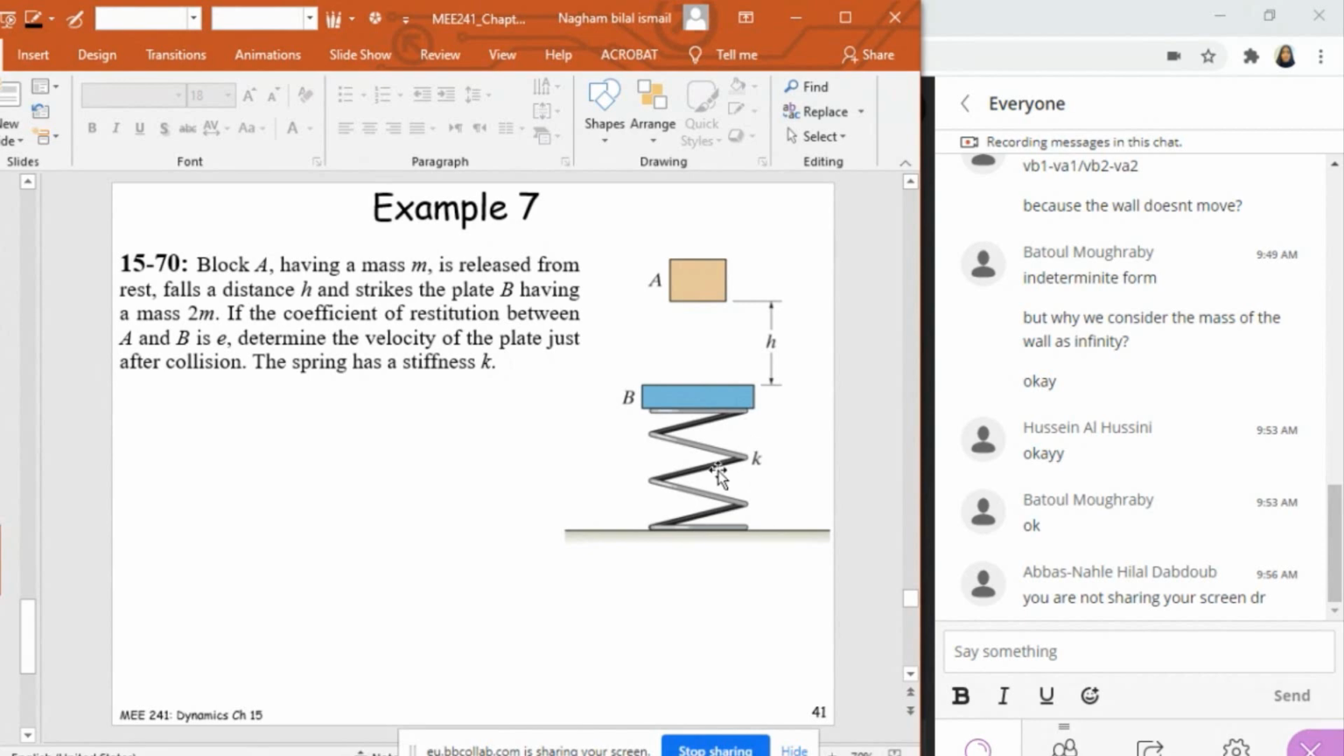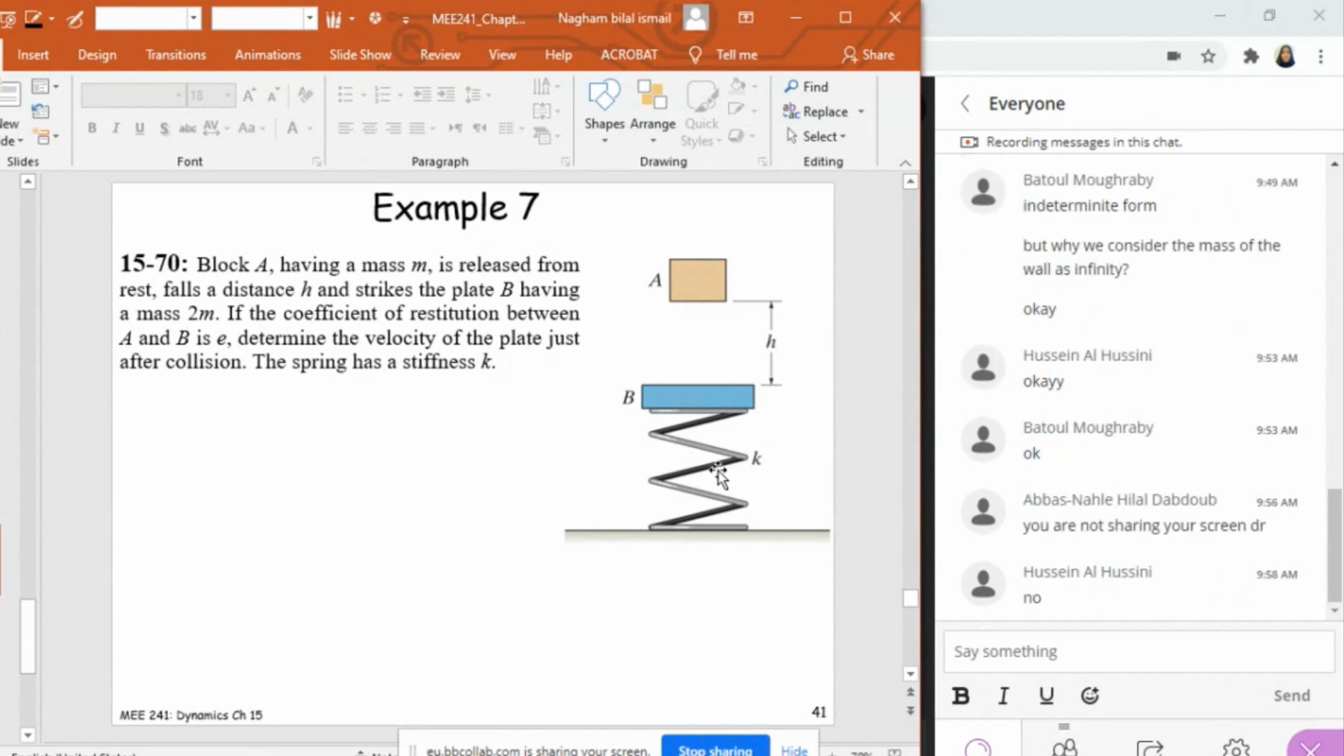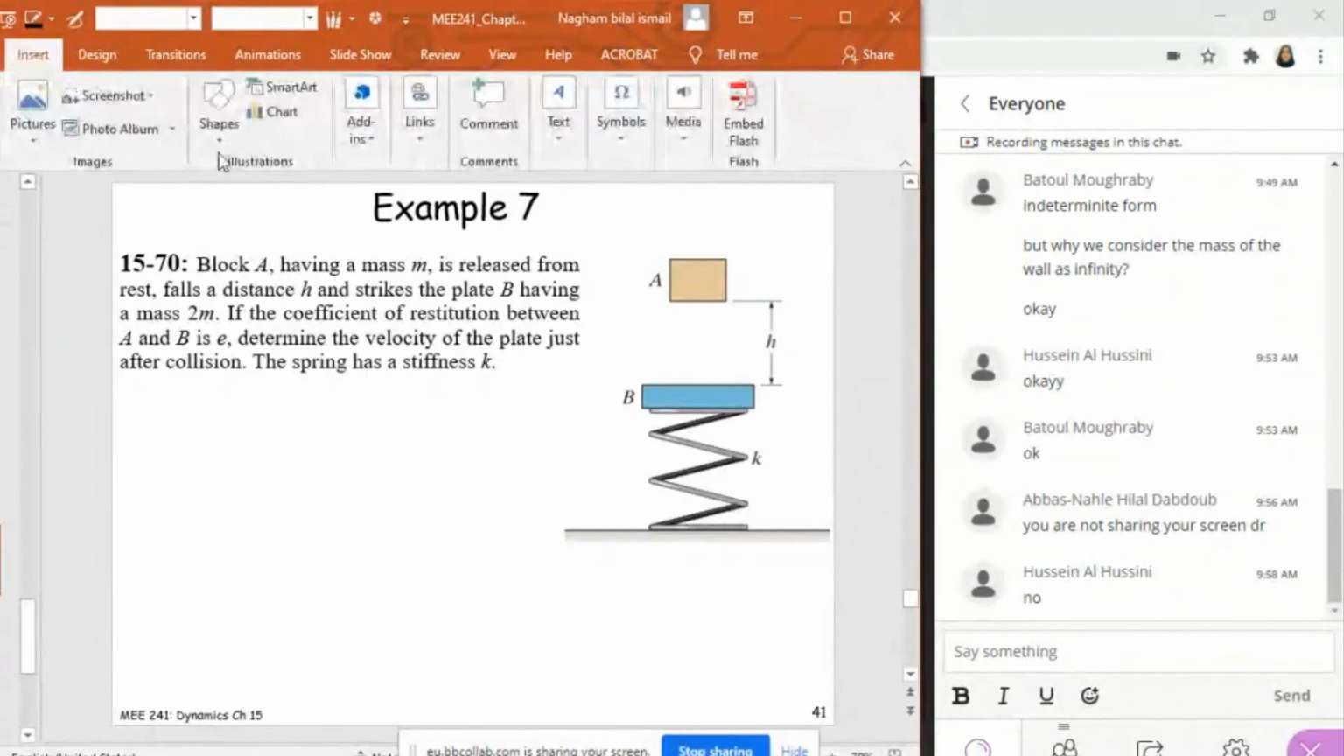In fact, not. No, because in fact, guys, if the problem was that this B is compressing the spring and then it's jumping and then the collision occurs, I should find the velocity of B before collision. But here in this example, B is resting on the spring, which means I don't need K. K is useless here, right? So this is a simple example, but before applying the impact, I have to find the velocity of A before striking B.